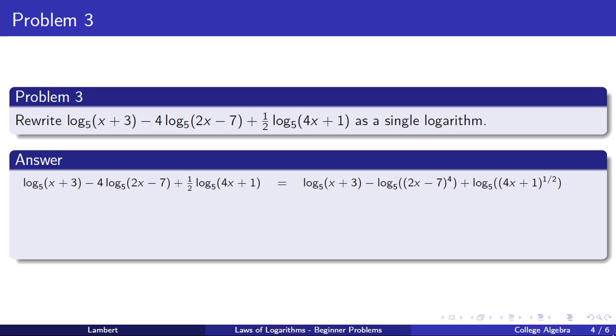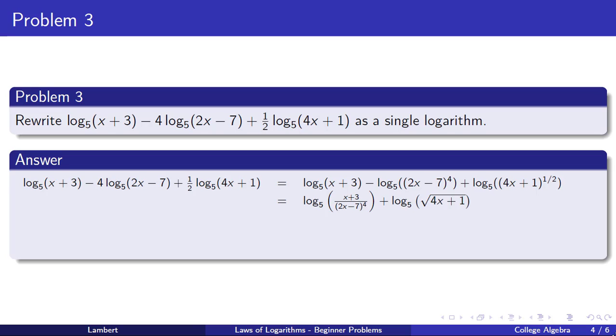And what actually happens in this case, in our scenario, it's just combining that x plus 3 and that 2x minus 7 raised to the fourth power into that single logarithm. So you have log base 5 of x plus 3 over 2x minus 7, that quantity raised to the fourth, plus the log base 5. And if you notice, we have 4x plus 1 to the 1/2. Well, the 1/2 power is just a square root. So log base 5 of the square root of 4x plus 1.